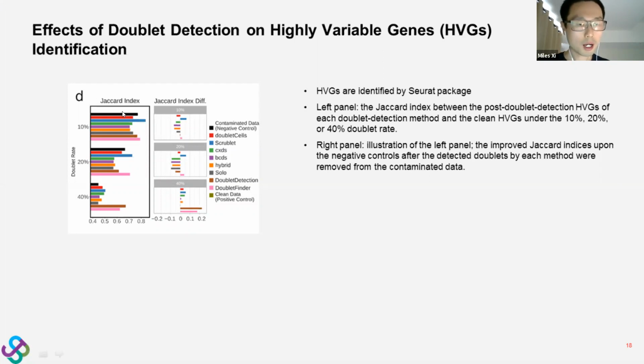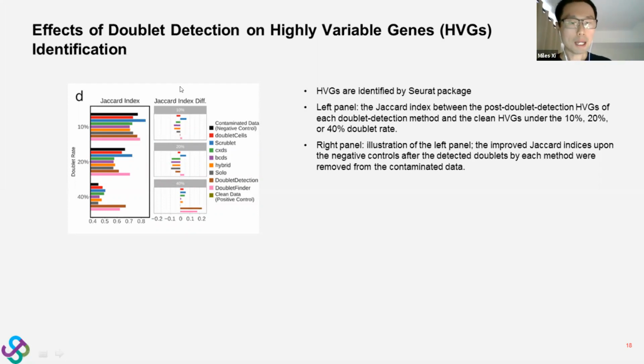So here, the first figure just uses the Jaccard index to show the similarity. Basically, you want your method to give a high Jaccard index, meaning more similarity compared with the clean data. The result here is that only these two methods, DoubletFinder and Scrublet, can actually improve the similarity compared with the contaminated data. Other methods actually didn't improve this similarity.